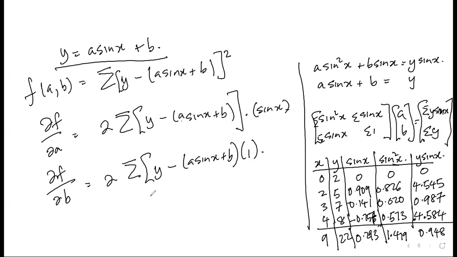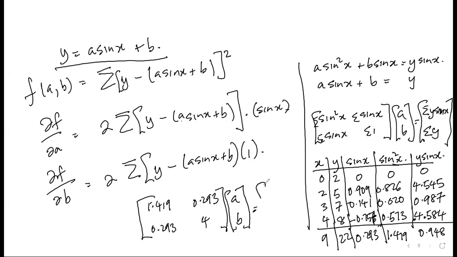All right, so this is 1.419 and 0.293 for A and b, equal to y sine x. Sir, the last one under y sine x is a negative 4.584. Yeah, this one you're supposed to be on it. Okay.